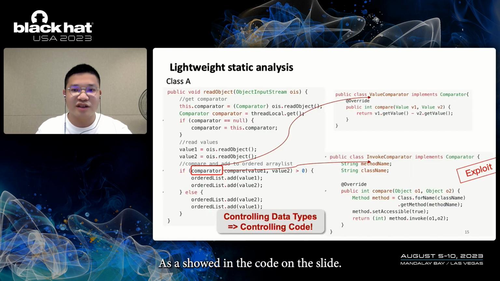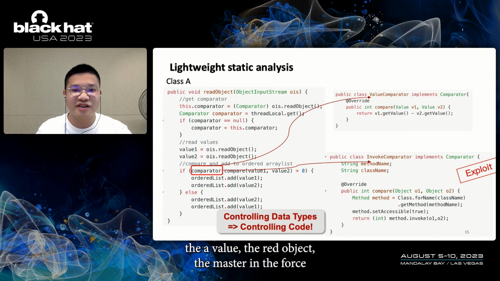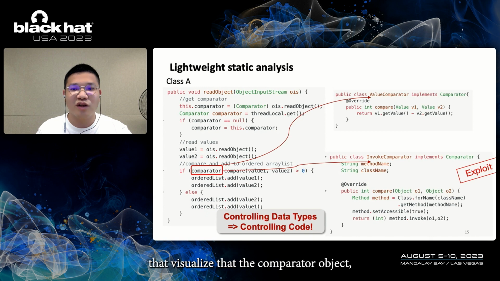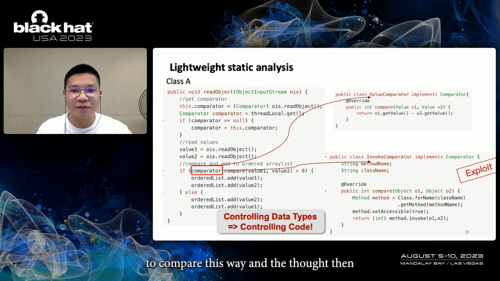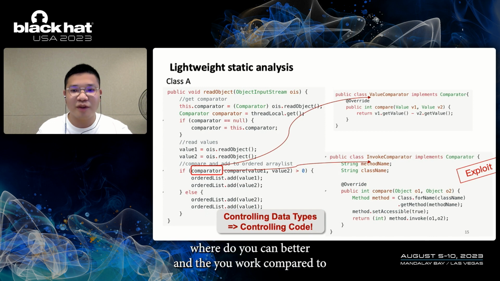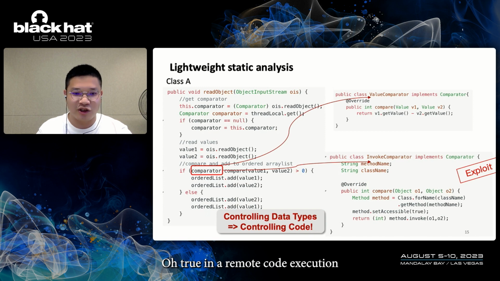Let's start with an example, as shown in the code on the slide. This example is a simplified version of a well-known gadget chain. In class A, there is a readObject method. It first deserializes the comparator object, then deserializes the values, then uses the comparator to compare these values, and stores them in the ordered ArrayList in sequence. The Comparator class has two subclasses, ValueComparator and InvokeComparator. If an attacker can control the comparator and set it to an object of the InvokeComparator class, they can control the code execution flow and execute the invoke method, achieving remote code execution.